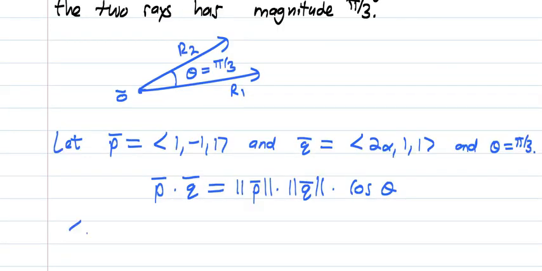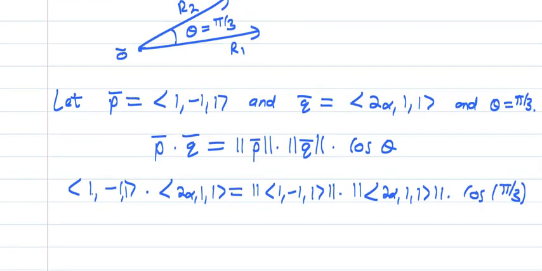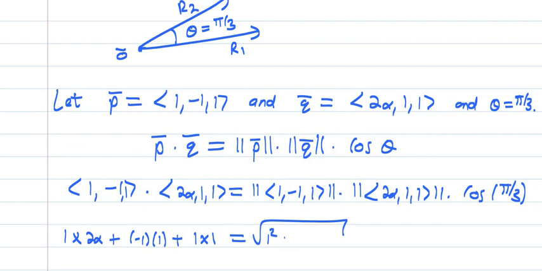All right, and now we just fill in. We know that P is the vector 1, minus 1, 1. Q is the vector 2 alpha, 1, 1. That's equal to the norm of the vector 1, minus 1, 1, and that is the norm of vector 2 alpha, 1, 1 times cos pi over 3. All right, now we've got to do some more maths. Now we've got to do the dot product. So it is 1 times 2 alpha plus minus 1 times 1 plus 1 times 1. That's equal to the square root of 1 squared plus minus 1 squared plus 1 squared times the square root of 2 alpha squared plus 1 squared plus 1 squared.